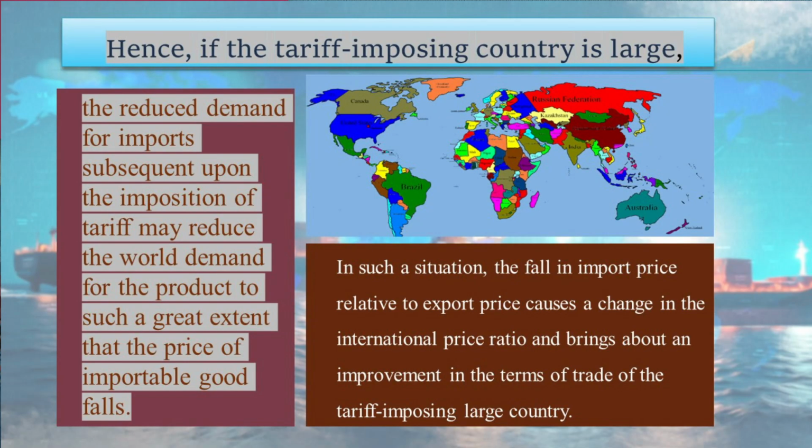Hence, what would be the main findings here? If the tariff imposing country is large, we can conclude that the reduced demand for imports subsequent upon the imposition of tariff may reduce the world demand for the product to such a great extent that the price of importable goods will fall. Secondly, in such a situation, the fall in import price relative to export price causes a change in the international price ratio and brings about an improvement in the terms of trade of the tariff imposing country.